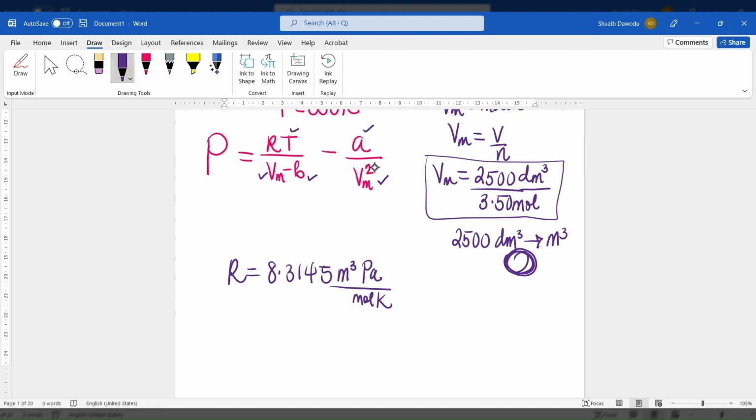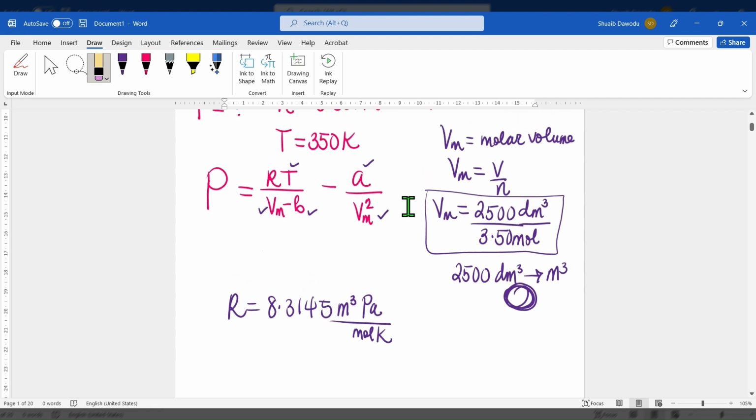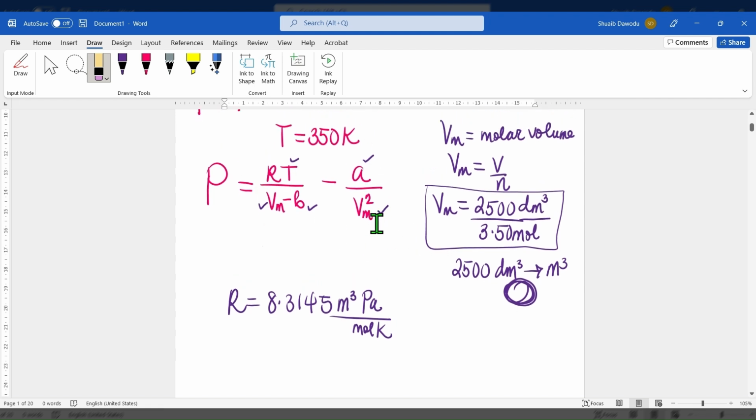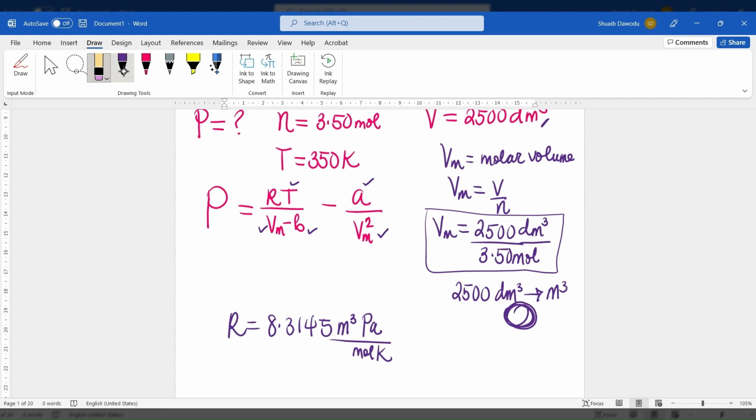And don't forget what Pascal is. Pascal is Newton per meter squared. Pascal is the unit for pressure, and pressure is just simply force over area, hence Newton per meter squared. You're going to need to know this information well. Anyways, going forward, let's remember that this is all information that we need. We've successfully gotten all the parameters: the temperature, the molar volume, the value for B, the value for A, and now the value for R.